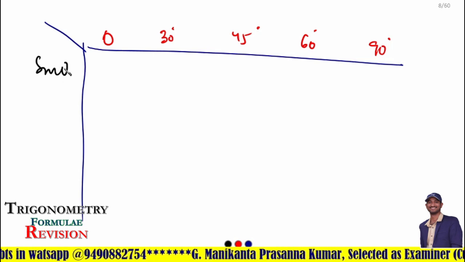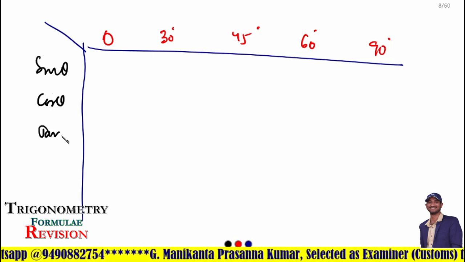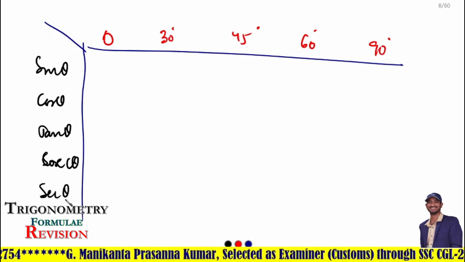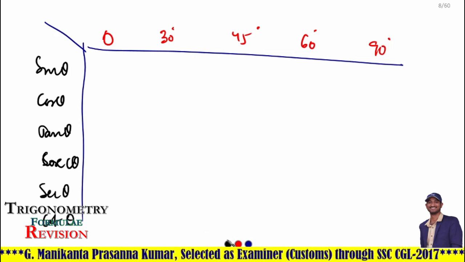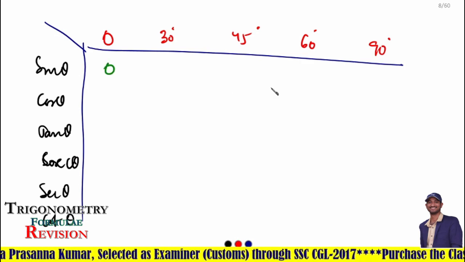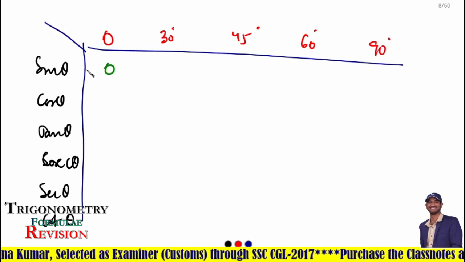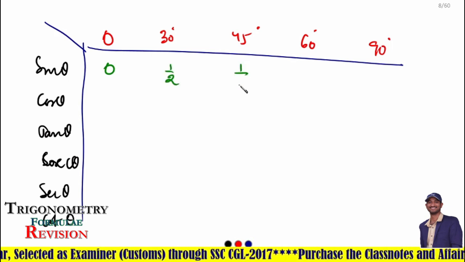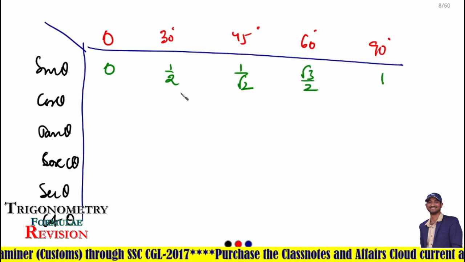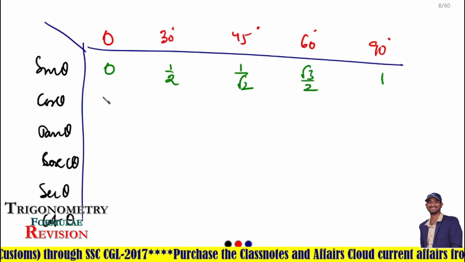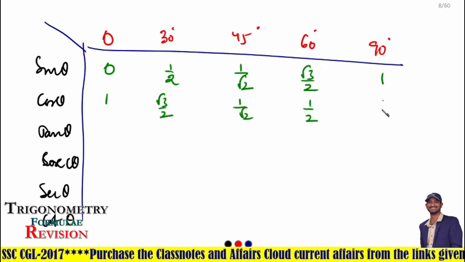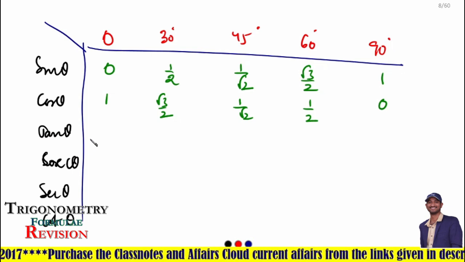So what about sine? What about cos? What about tan? What about cosecant? What about secant? What about cot? Sine 0 is 0. Sine is always increasing from 0 to 90. Sine 30 is 1 by 2, then 1 by root 2, then root 3 by 2, and 1. The reverse of the sine values gives cos. So it is 1, root 3 by 2, 1 by root 2, 1 by 2 and 0. Writing from the other side gives us cos.